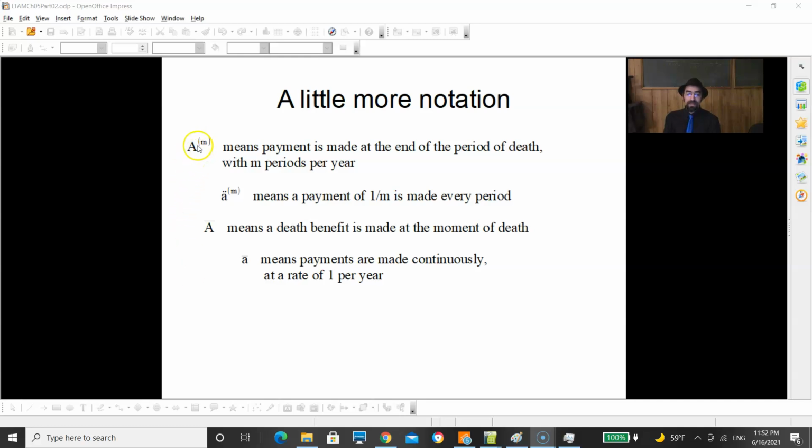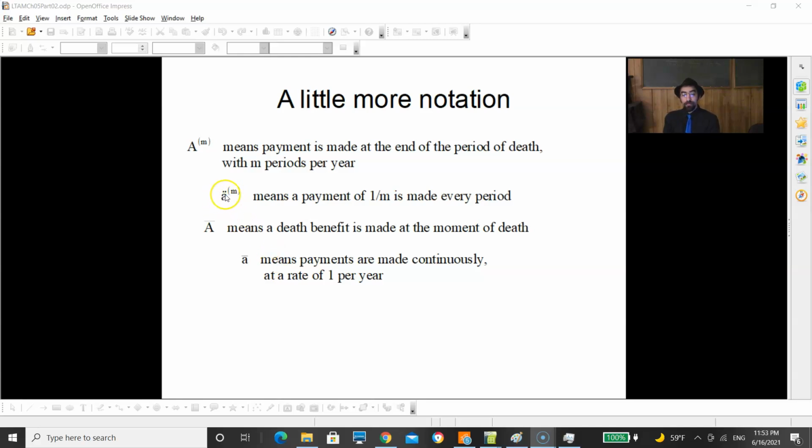If you see big A super M, that means payment is made at the end of the period of death with M periods per year. So, for example, if M is 12, that means payment is made at the end of the month. Right. So this would be payment is made at the end of the month of death.